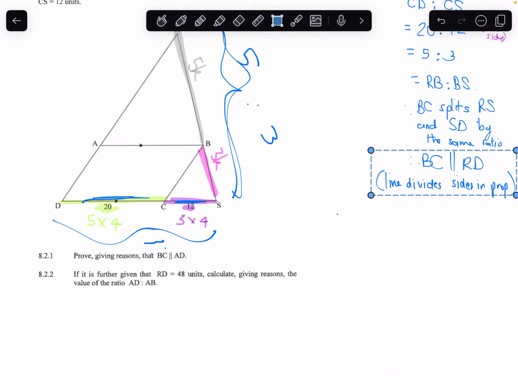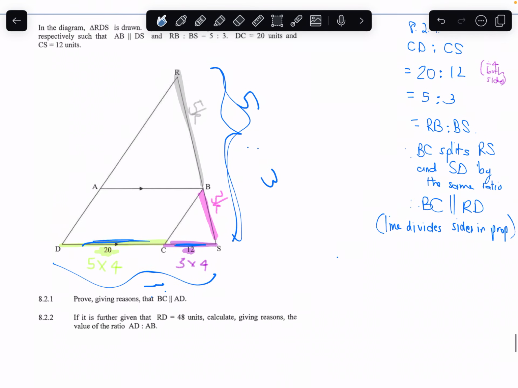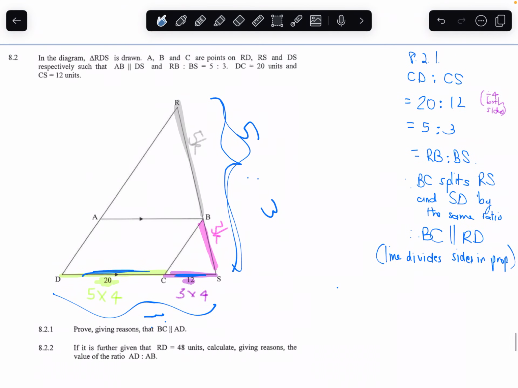Okay, so there's that proof, nice and cute. Let's just double check with the memo that we agree. 8.2. Yes, so they also talk about the line dividing. Oh, okay, cool. So we've proven that BC is parallel to RD. They asked us to prove that BC is parallel to AD.